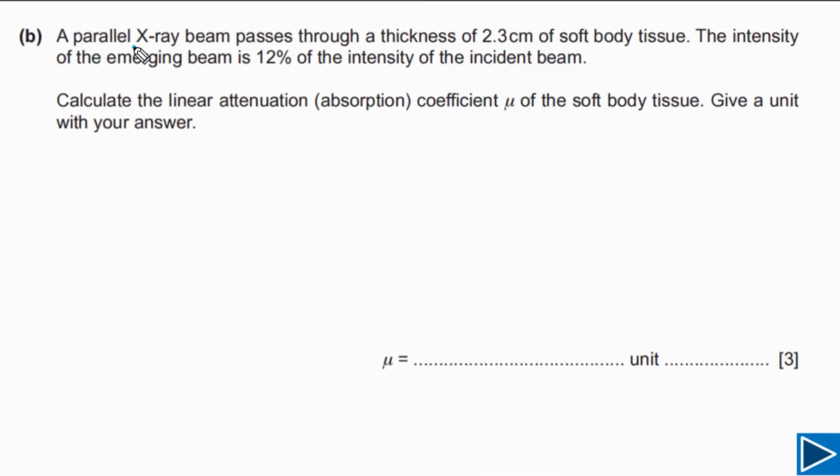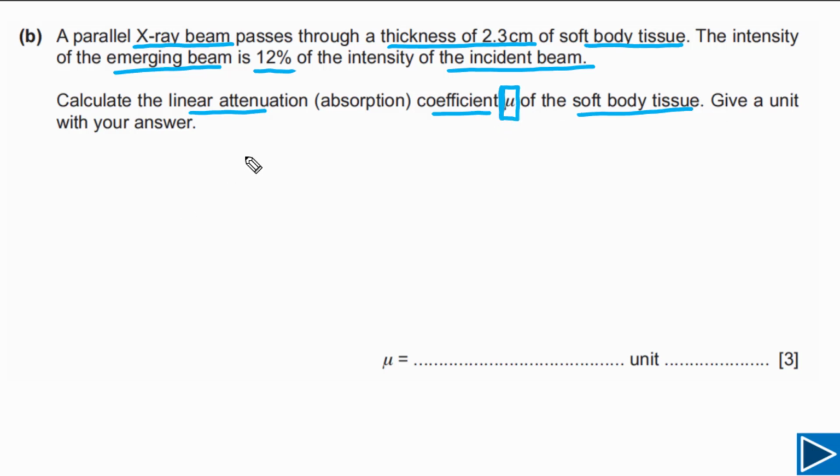For part B, it is given to us an X-ray beam passes through a thickness of 2.3 centimeters of soft body tissue. Intensity of emerging beam is 12% of the intensity of incident beam. We need to calculate linear attenuation coefficient of the soft body tissue. And also we need to write down the unit of mu, linear attenuation coefficient.